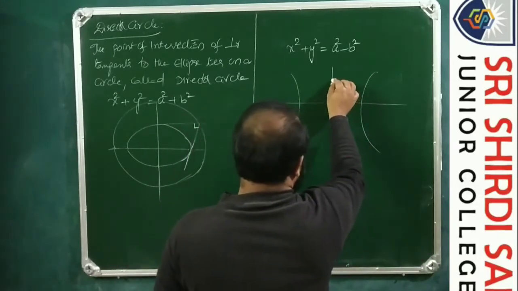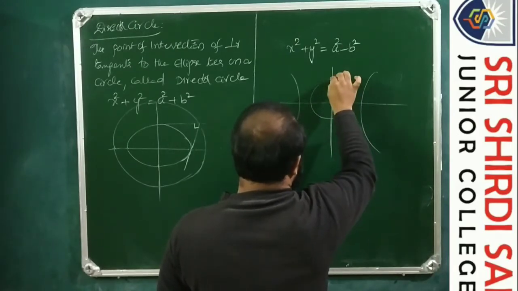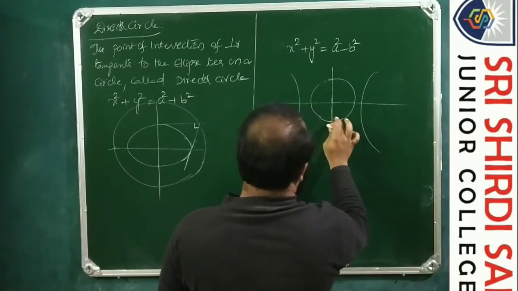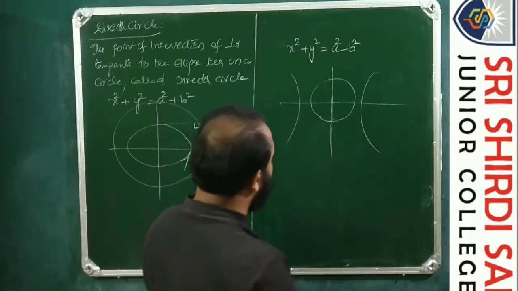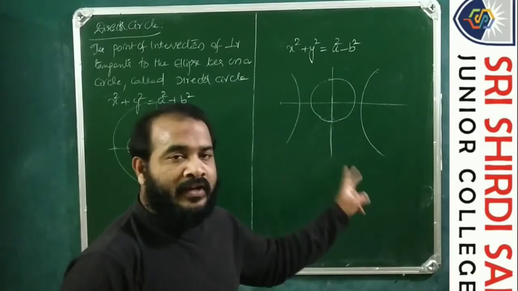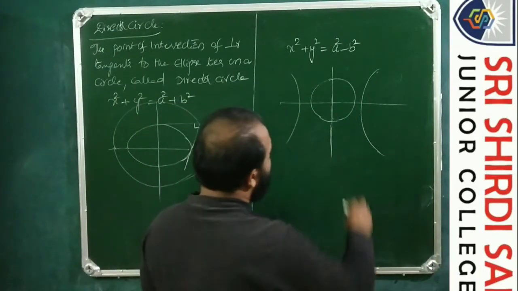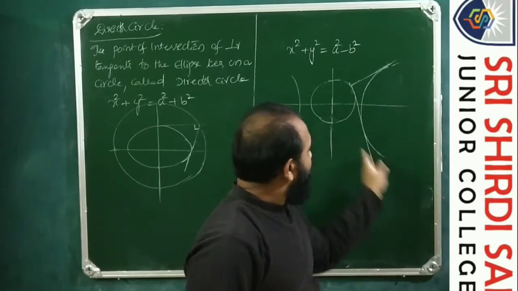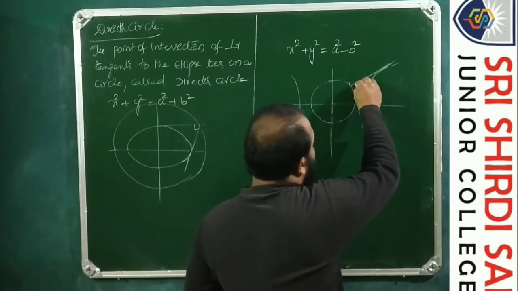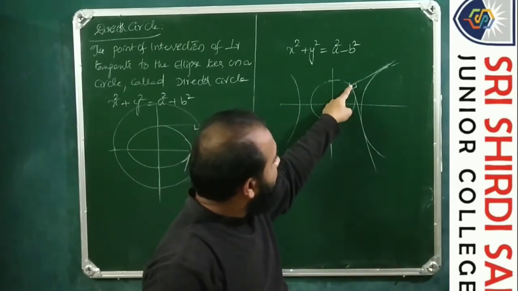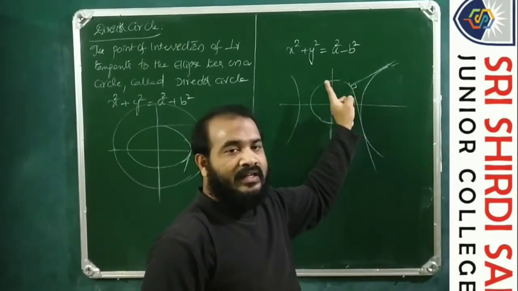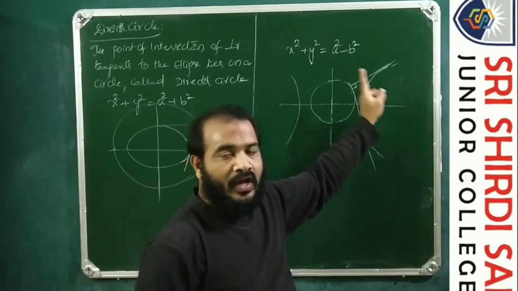So this is the circle here, and this circle is said to be the director circle. This director circle is formed by the point of intersection of the perpendicular tangents drawn to the hyperbola. So this line is a tangent to the hyperbola and this line is a tangent to the hyperbola, and these two are perpendicular to each other. The locus of this point of intersection of the perpendicular tangents is a circle, and that circle is said to be the director circle for the hyperbola.